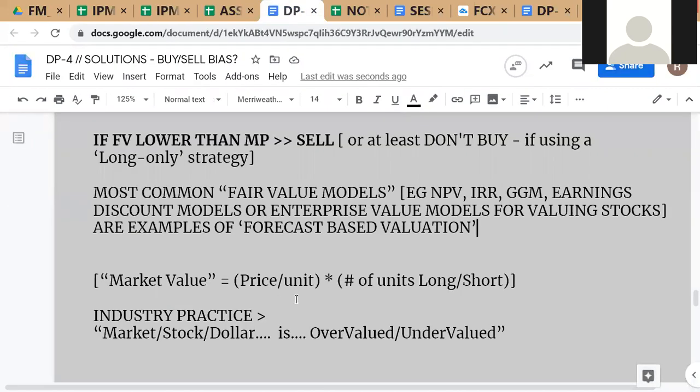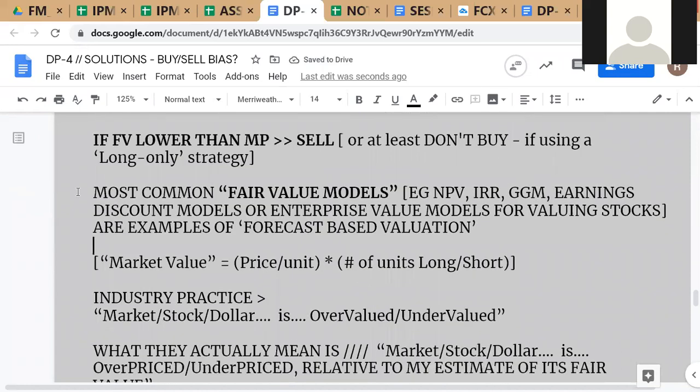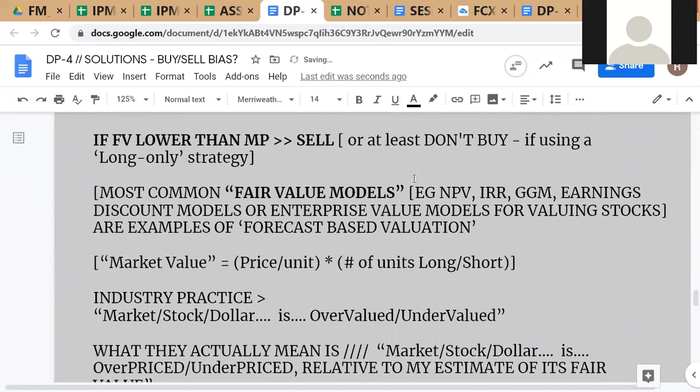So now, Vipul, are you clear about how we should discuss it? Yes, sir. Okay. So always use the term fair value models, because people in the industry will understand it, and it is also theoretically correct. But you should understand that other than AFV models, the rest of the fair value models are based on forecasts. So you can say these are examples of forecast-based valuation. All right. Okay, moving on.